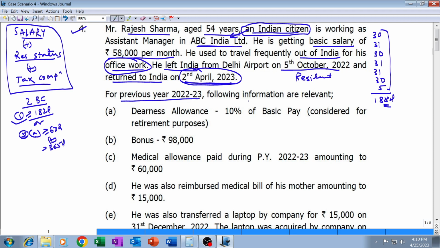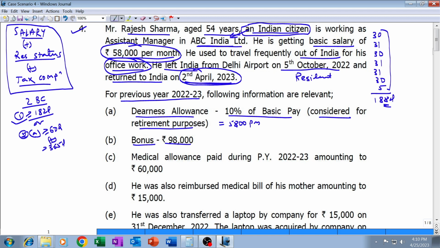Okay, for previous year 22-23, the following information is relevant. Dearness allowance 10% of basic. Basic is 58,000 per month, so this will be 5,800 per month. And the bracketed wording says that it is considered for retirement purposes. That means it is forming part of retirement benefits.